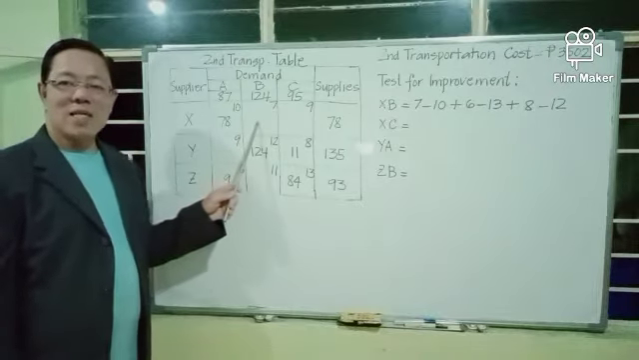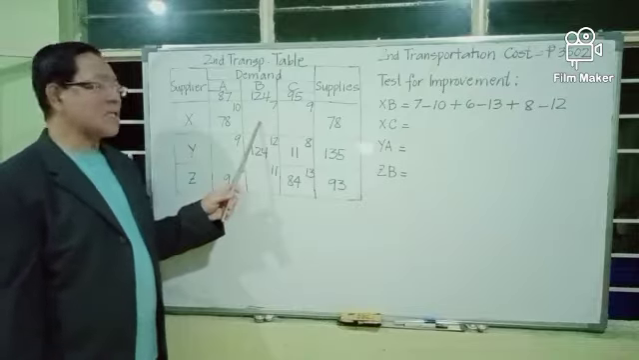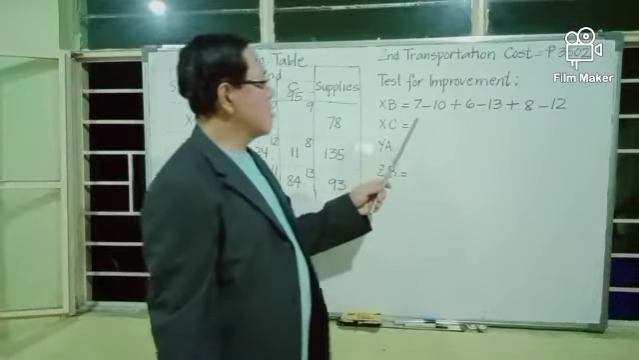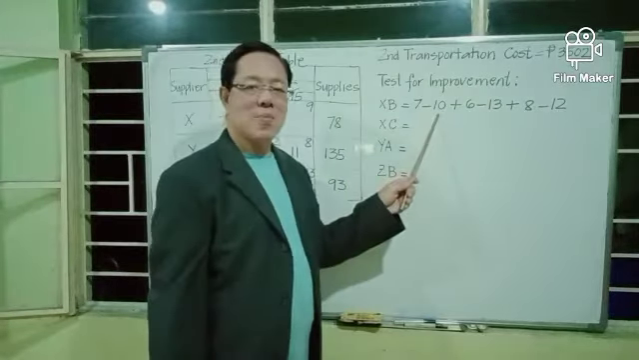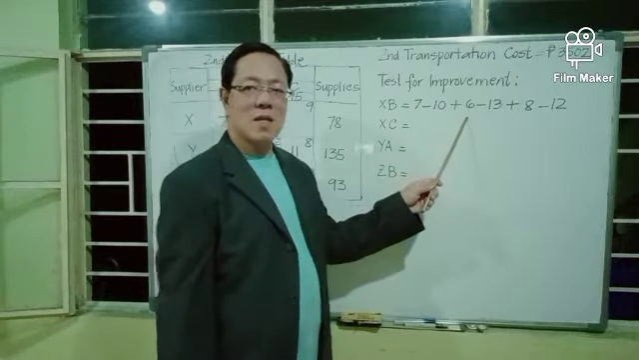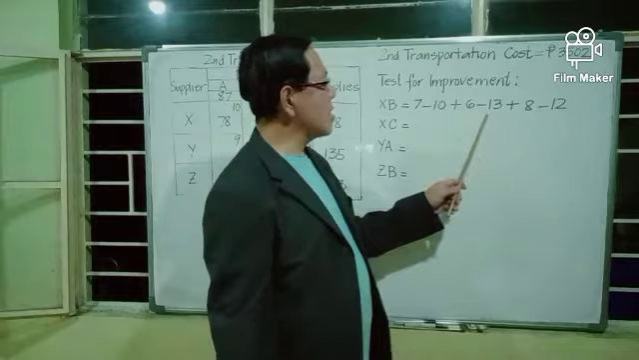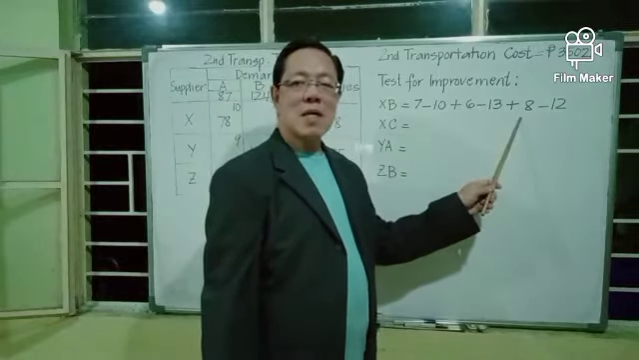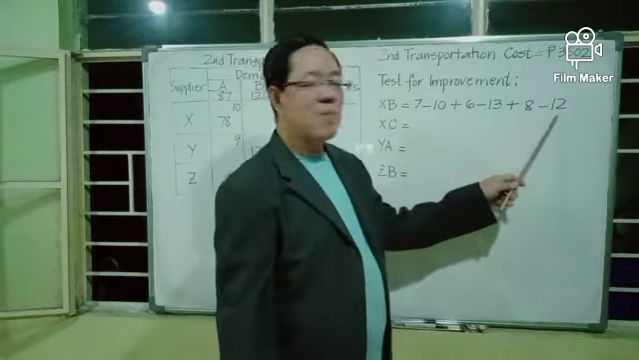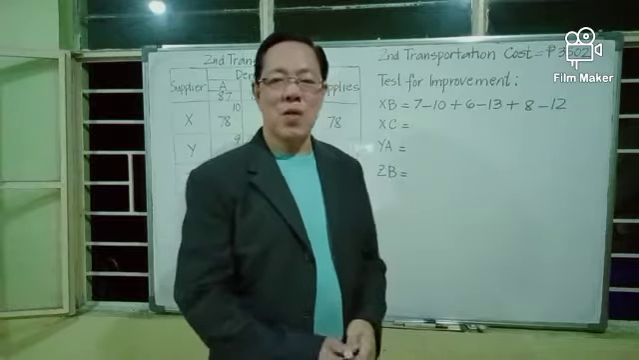Now we calculate the net cell cost for this vacant cell XB. We have 7 minus 10 is negative 3, plus 6 is 3. 3 minus 13 is negative 10. Negative 10 plus 8 is negative 2. Negative 2 minus 12 is negative 14.